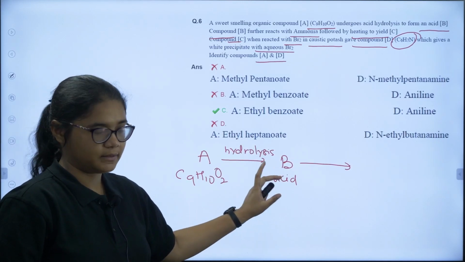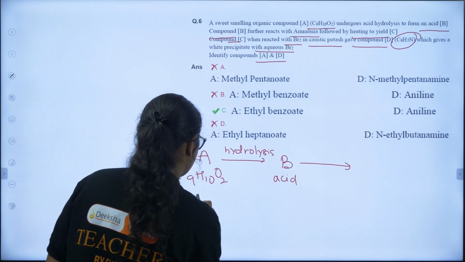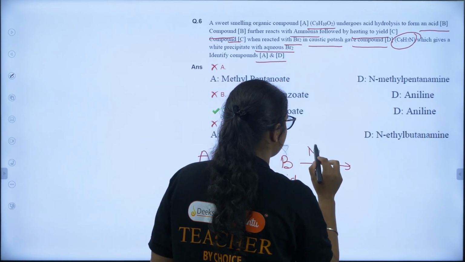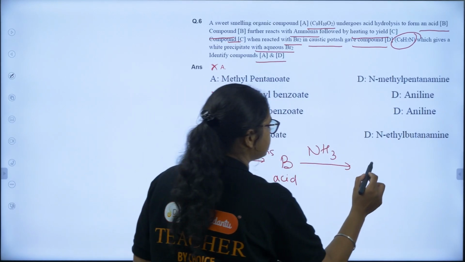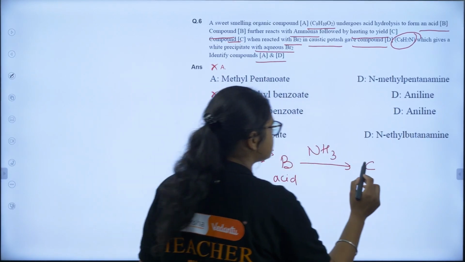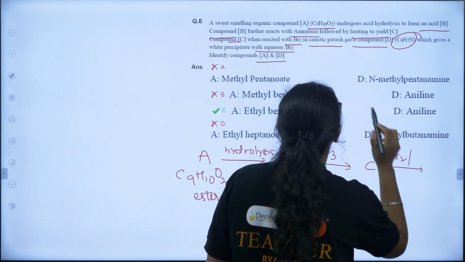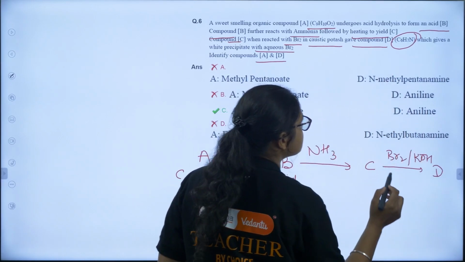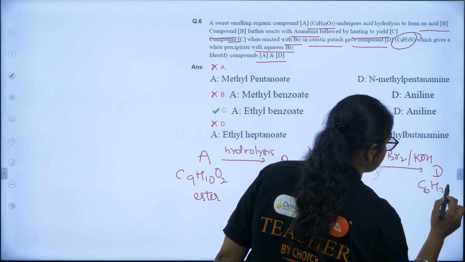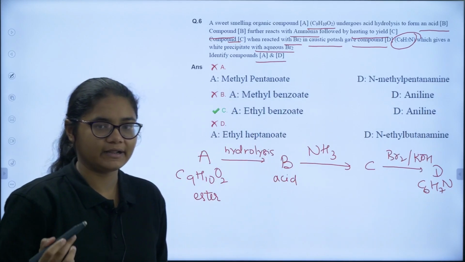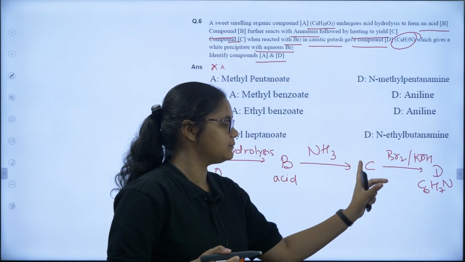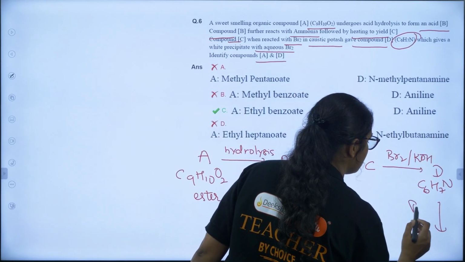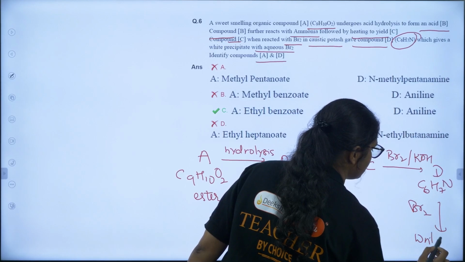So we are talking about B. Now this B is an acid and this is your ester group. Now this B further reacts with ammonia to give you C. Now the compound C reacts with Br2 and caustic potash, so we will get D. Here if you see, it is C6H7N, and you know, this is your Hofmann bromamide degradation. So 6 carbons here means there must be 7 carbons before. Next, it is giving a white precipitate with Br2.